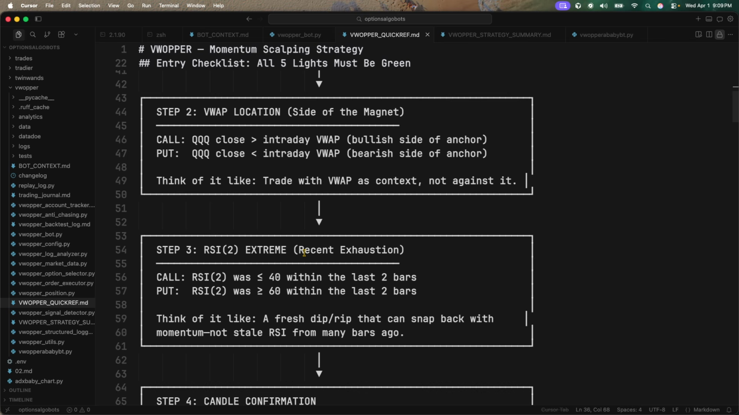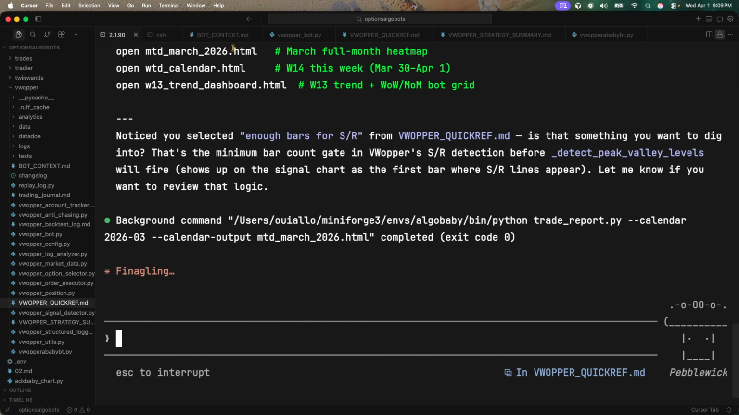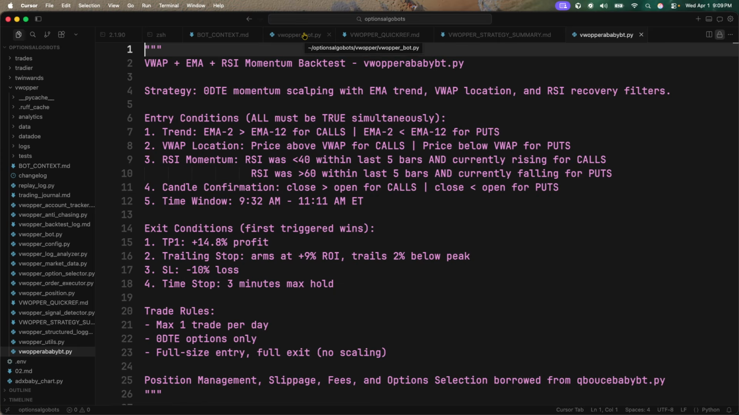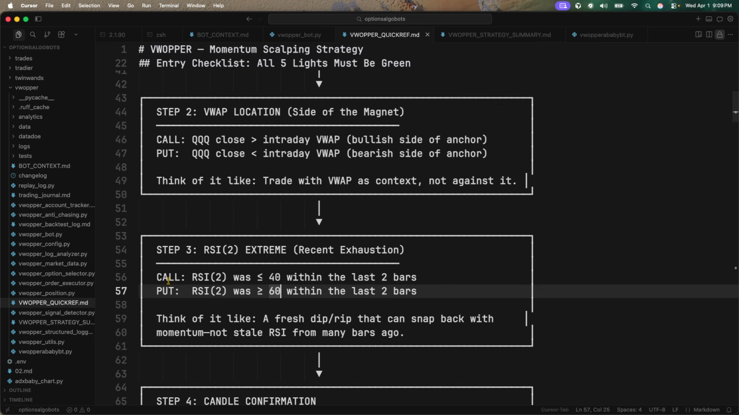The third thing we're going to look at is RSI. Is RSI extreme? Recent exhaustion. For calls, we're looking at RSI with a period of 2, so the last 2 minutes. We're trying to see, for a call, that RSI is less than or equal to 40 within the last 2 bars. And for a put, RSI is greater than or equal to 60. So a fresh dip or rip can snap back with momentum, not stale RSI from many bars ago.